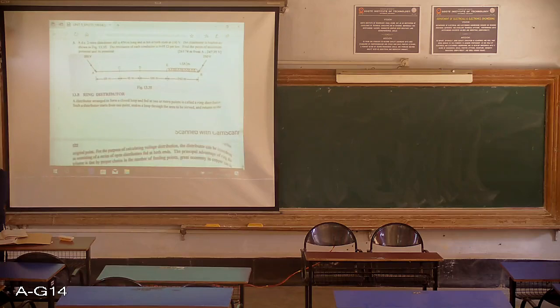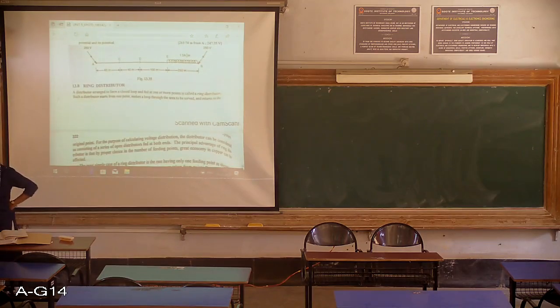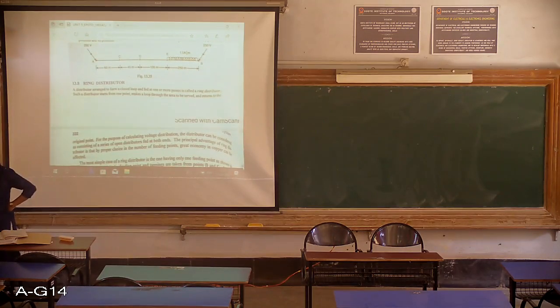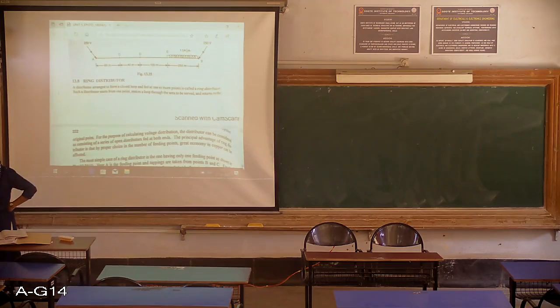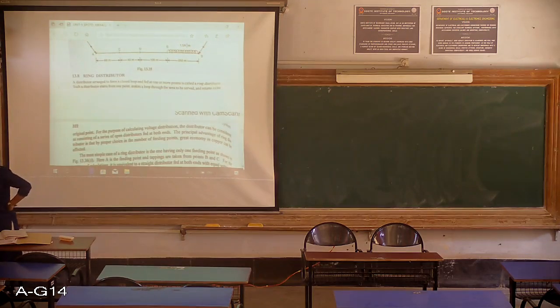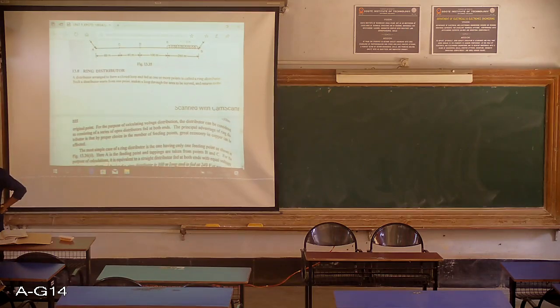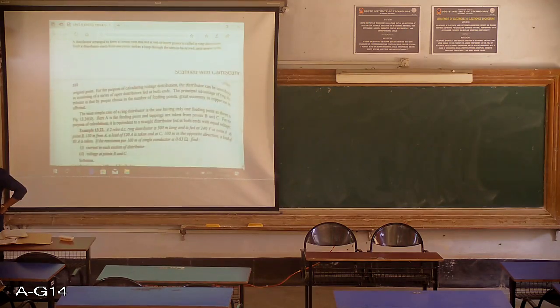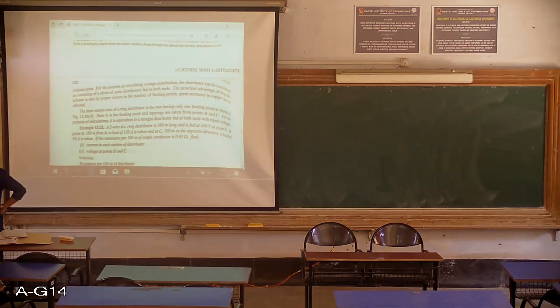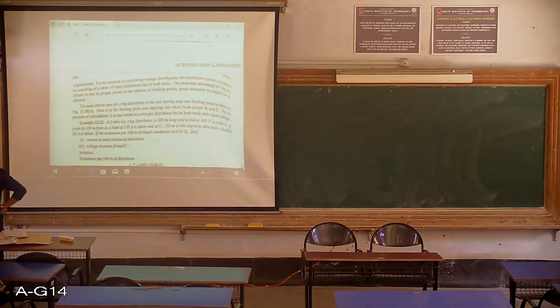Okay, so next we will see what is a ring distributor. Okay, so this forms a closed loop and it is fed at one or more points. It makes a loop through the area to be served and returns to the original point. So there are not much calculations involved here. The principal advantage is that by proper choice of the number of feeding points, you can achieve greater economy in copper. Saving of copper is done.